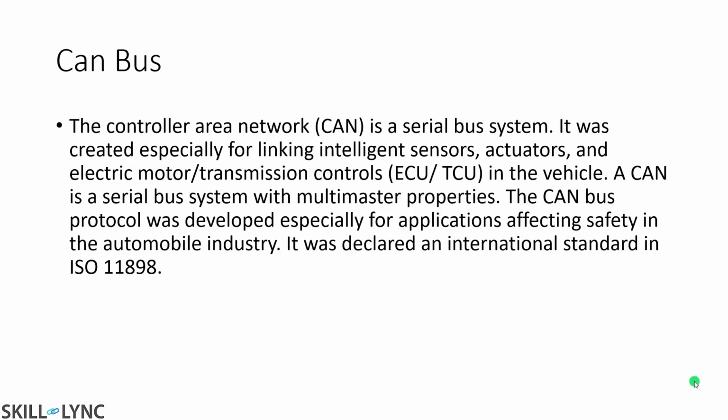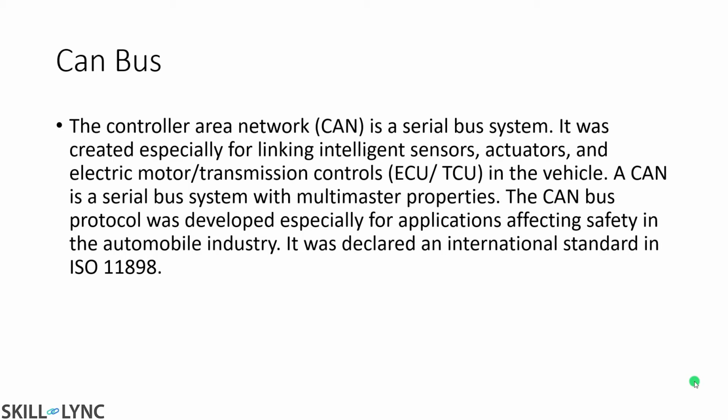So then we come to the CAN bus, the controller area network. This is a connection between all the different sensors, actuators, and the ECU. In a vehicle, we're going to have a number of control modules. We're going to have the powertrain control module, the engine control module, and so on.